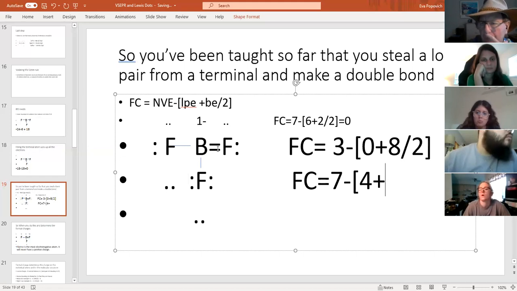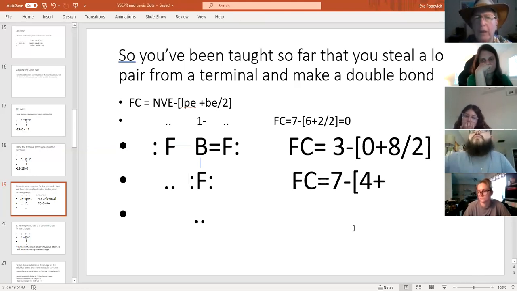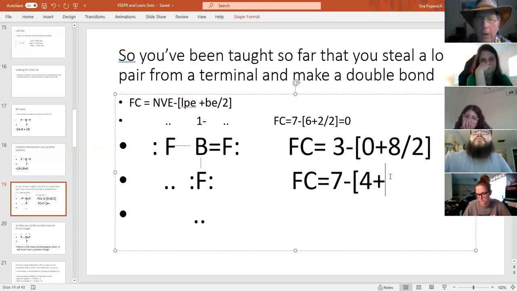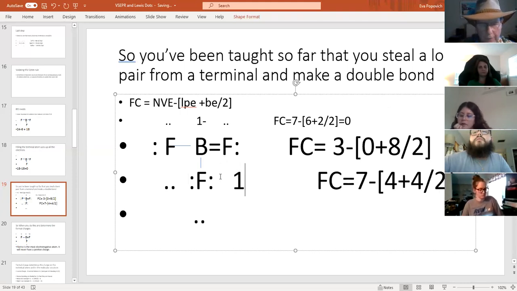Who's asking a question? It was Madison. Madison, are you seeing it? I was looking at the other fluorine. Okay, this is the one we're talking about now. This one and this one are 0. All right, how many bonding electrons does that fluorine have? 4. So the charge on this fluorine is 7 minus 4 plus 2. It is a 1 plus.